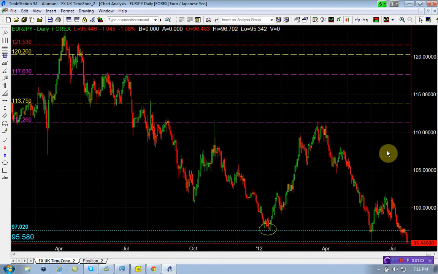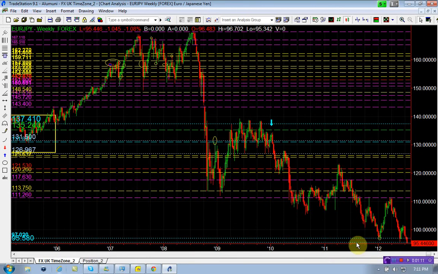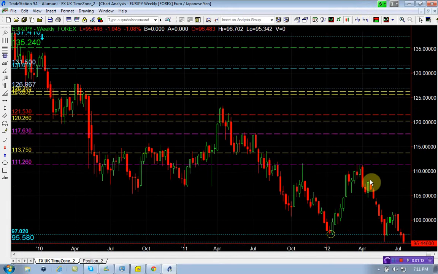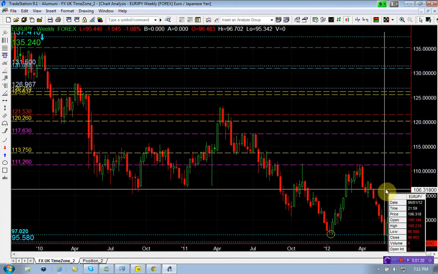And right now we close the week at 95.44. This is below. We have a minor structural point over here, which is right there, which is the 95.58.